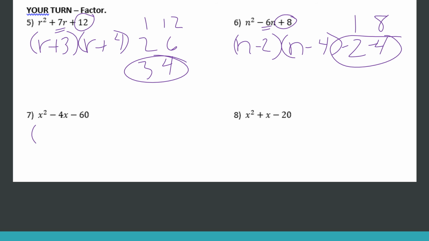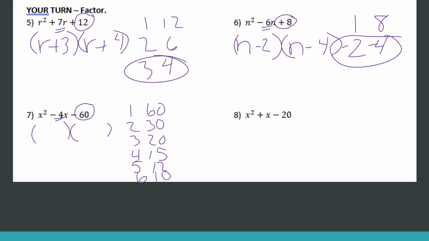Okay, number 7, again, I'm going to set up my parentheses. This time I need the factors of 60 that give me 4. So 1 and 60, 2 and 30, 3 and 20, 4 and 15, and 5 and 12, and then 6 and 10.